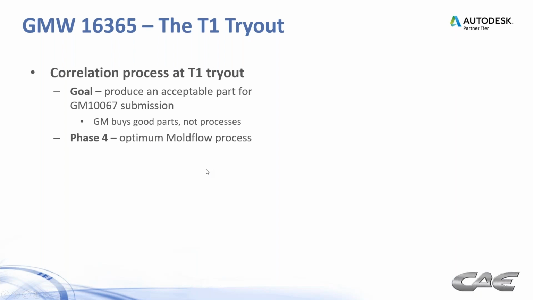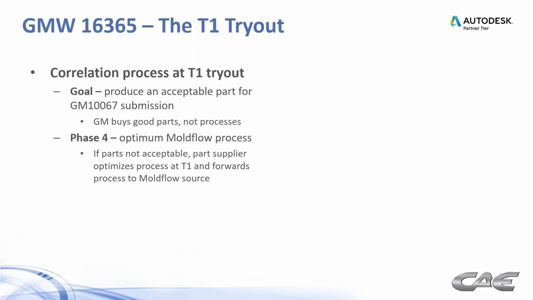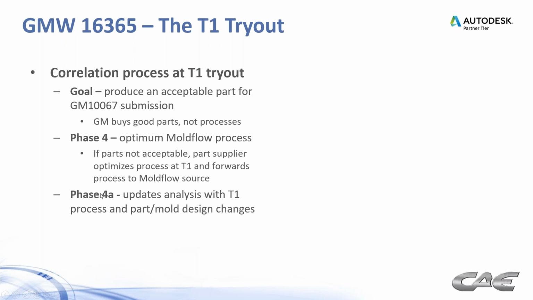So the first thing you're going to do at the T1 tryout is run the phase 4 Moldflow process. This is essentially what's going to be reported out in the final report for Moldflow. Those process settings are going to be input into the molding machine with the help of the tool shop that's running it. And if those parts are not acceptable, the part supplier will then optimize the process at the T1 and forward the process back to the Moldflow source. So that's what 4A is all about.